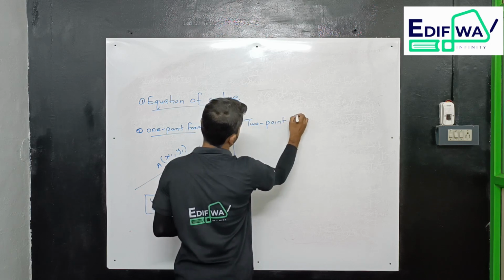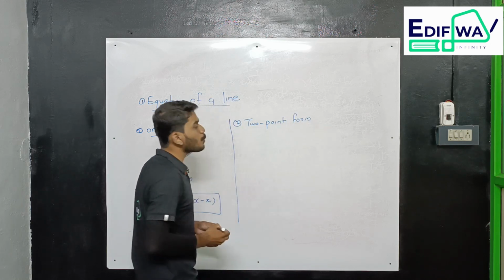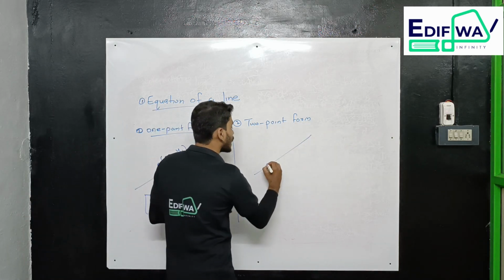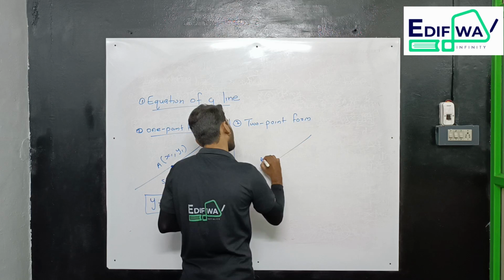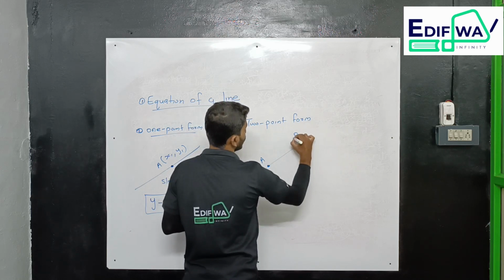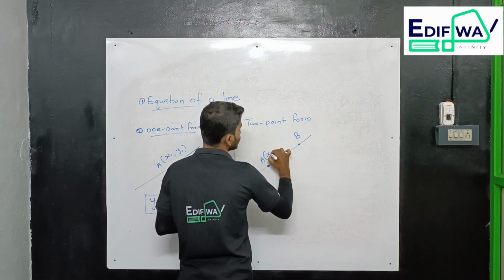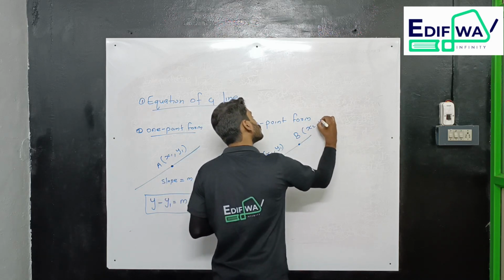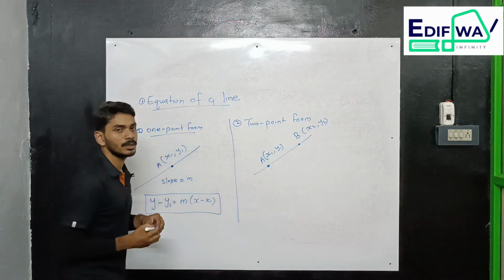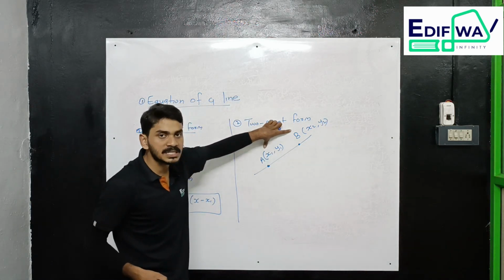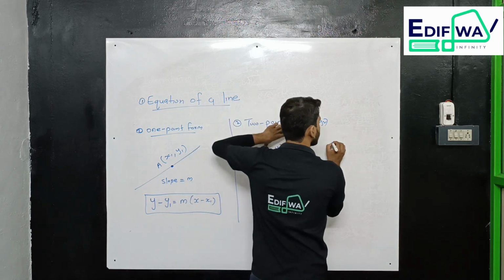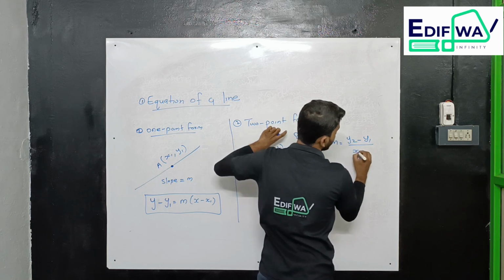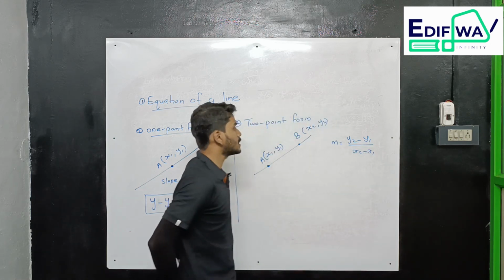Now the next technique is 2-point form. From the name itself, it is clear to you. On a line, 2 points are mentioned, say A and B. The coordinate of A is x1, y1, and the coordinate of B is x2, y2. Then you know the slope of this line can be found as m is equal to y2 minus y1 by x2 minus x1. Isn't it?